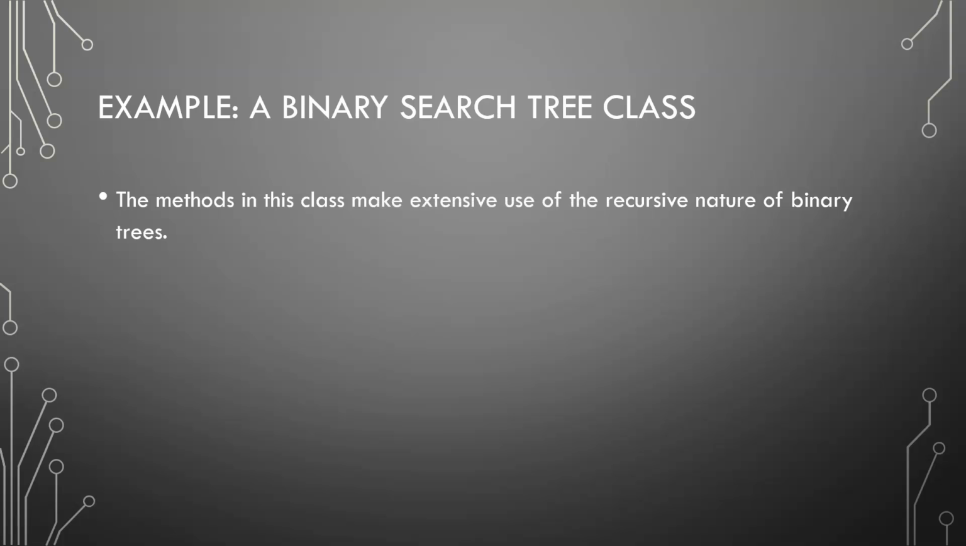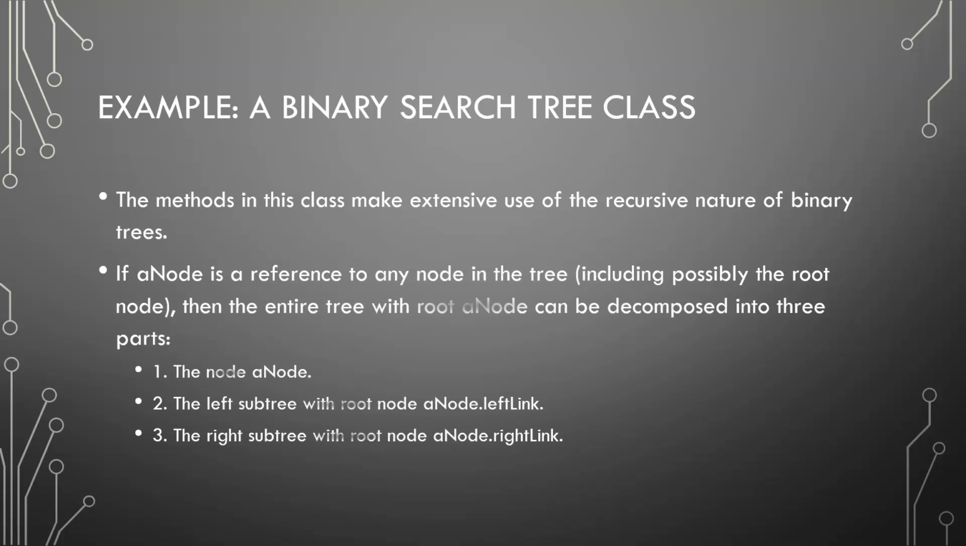Now, the methods in this class make extensive use of the recursive nature of binary trees. If aNode is a reference to any node in the tree, including possibly the root node, then the entire tree with root aNode can be decomposed into three parts. You have the node aNode, the left subtree with root node aNode.leftLink, and the right subtree with root node aNode.rightLink.